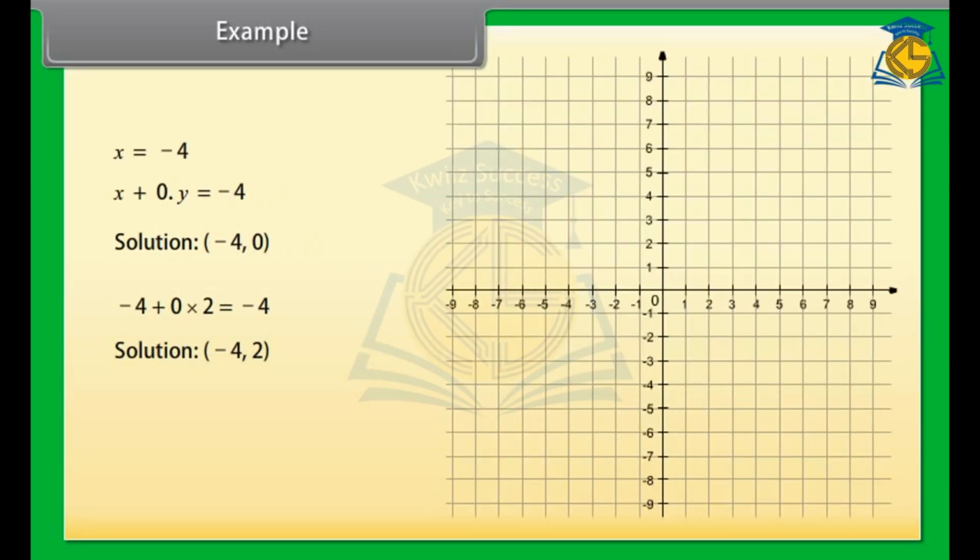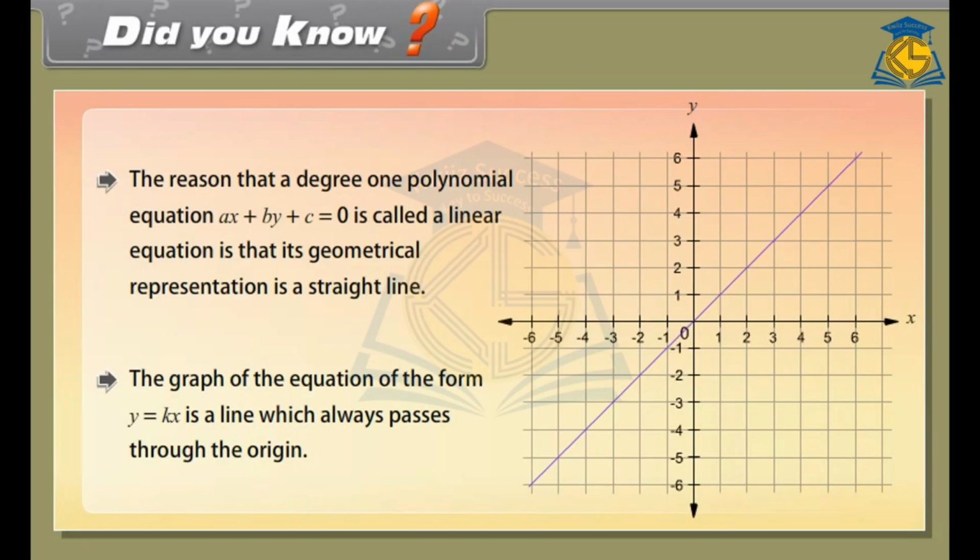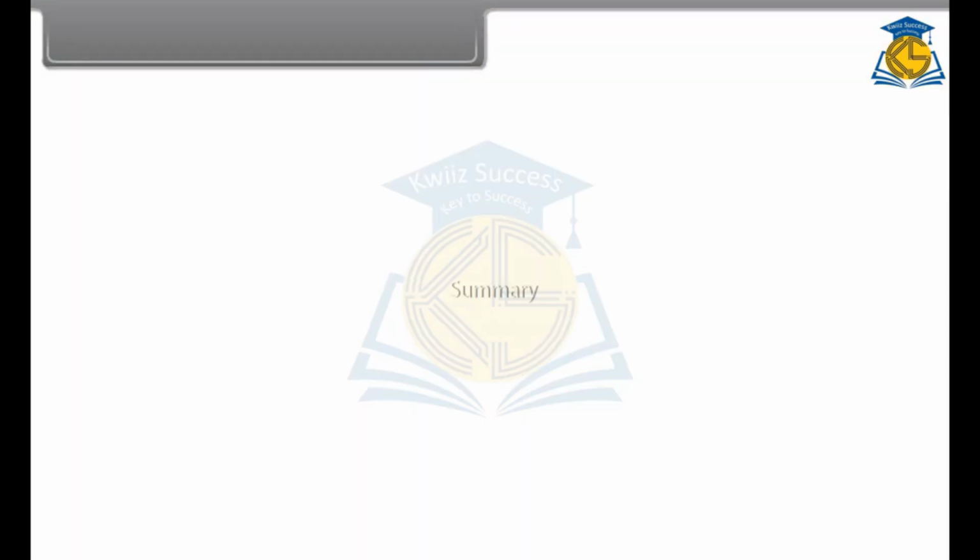Now mark these points on the graph. This is minus 4, 0 and this is minus 4, 2. Join these points. We can see that the graph AB is a line parallel to the y-axis and at a distance of 4 units to the left of it. Did you know? The reason that a degree 1 polynomial equation ax plus by plus c is 0 is called a linear equation is that its geometrical representation is a straight line. The graph of the equation of the form y is equal to kx is a line which always passes through the origin.